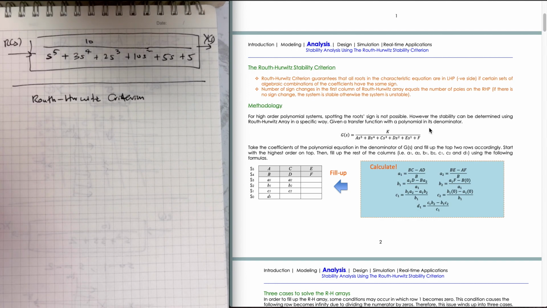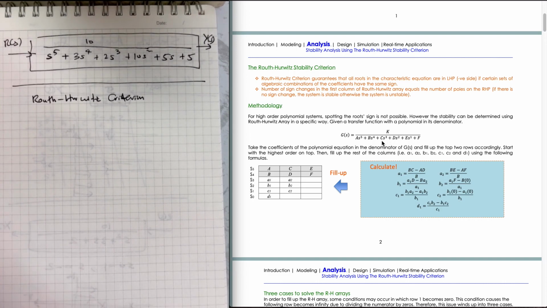Let's take this example. We have a G(s) system of fifth order like this, with A, B, C, D, E, and F as the coefficients of the denominator of the system. In this case, the system is in polynomial form. This is a standard method to determine the stability of the system using the RH criterion. First we need to build this table depending on the order of the system, and then fill it up.